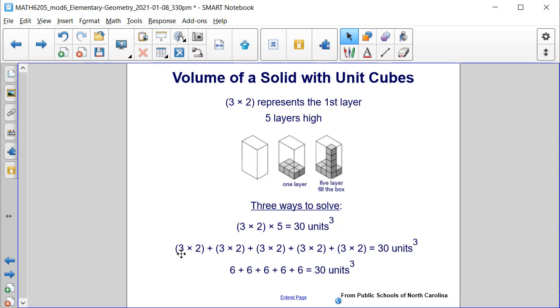And then if we simplify the second one, we get 6 plus 6 plus 6 plus 6 plus 6, which is 30 cubic units each time. So any of these 3 ways can be used to determine the volume of this rectangular prism.